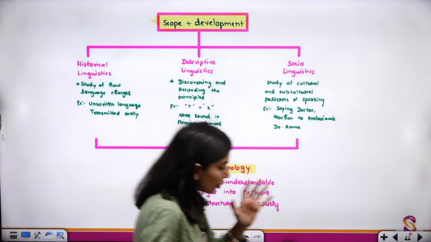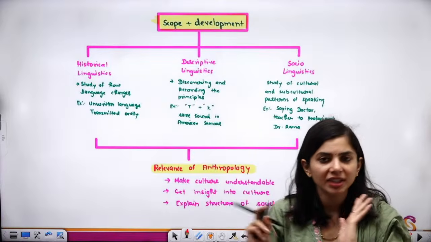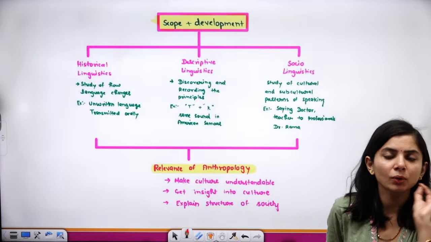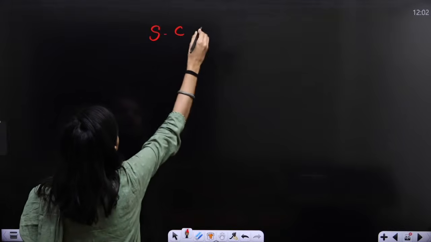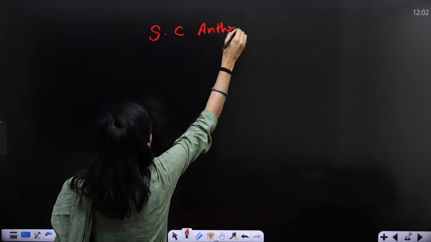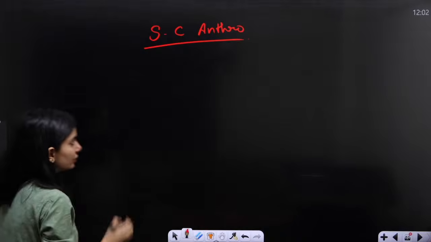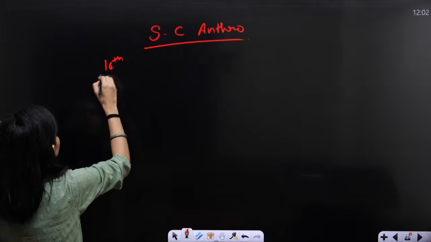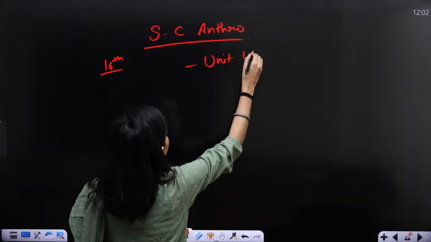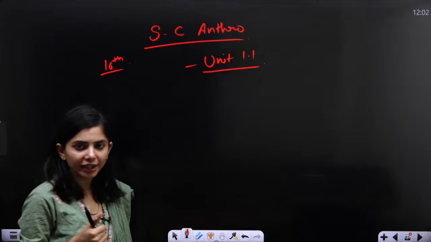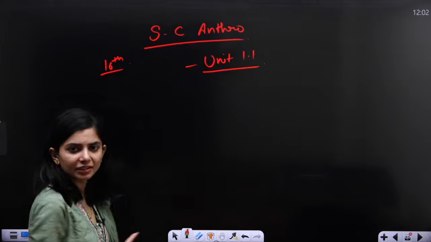Now the question arises: how do you need to study? How are you going to combine all these things? So how will the pattern go? We are going to start with socio-cultural anthropology from tomorrow. From tomorrow, the 16th of June, we are starting with unit 1.1. Unit 1.1, socio-cultural anthropology, will start with the same.